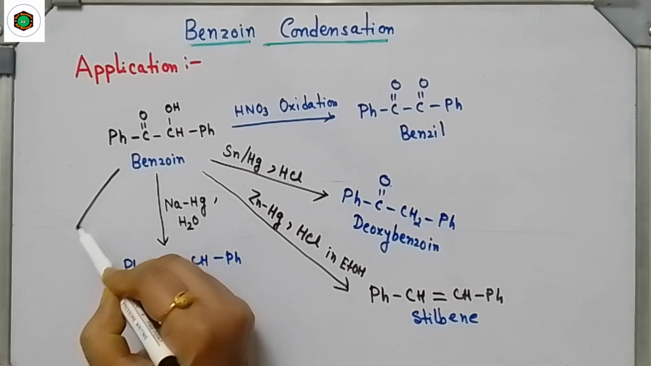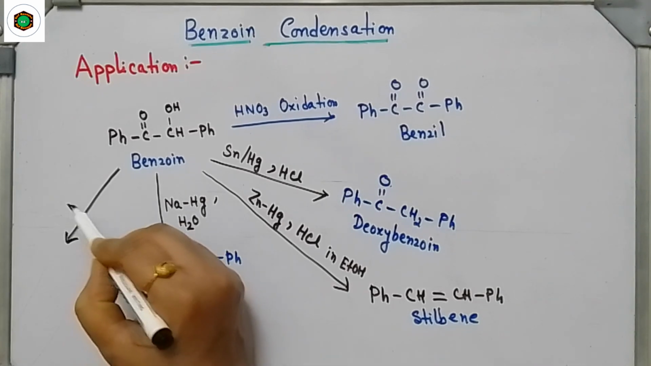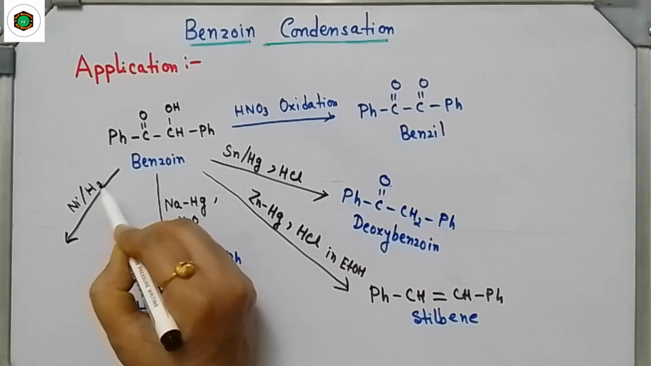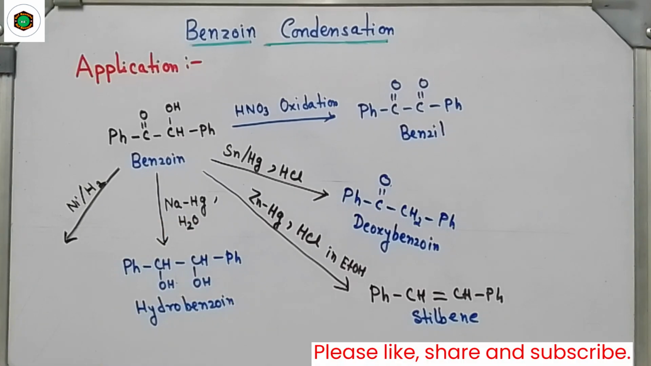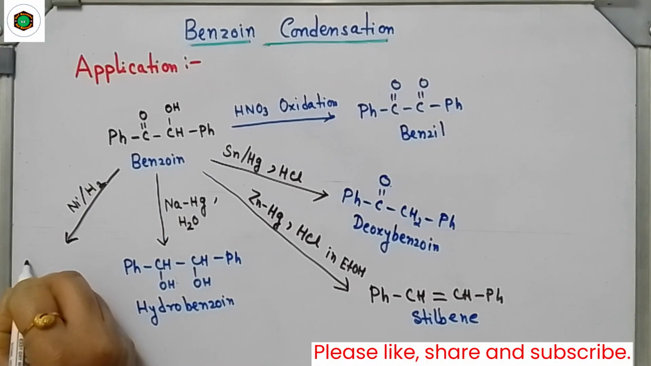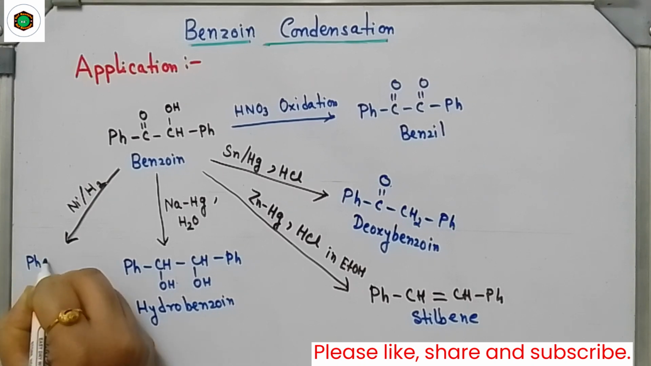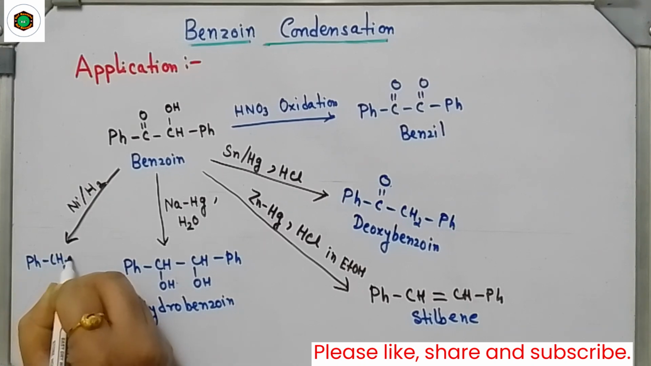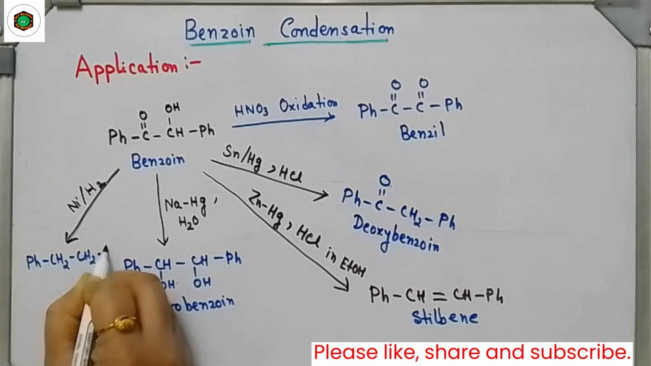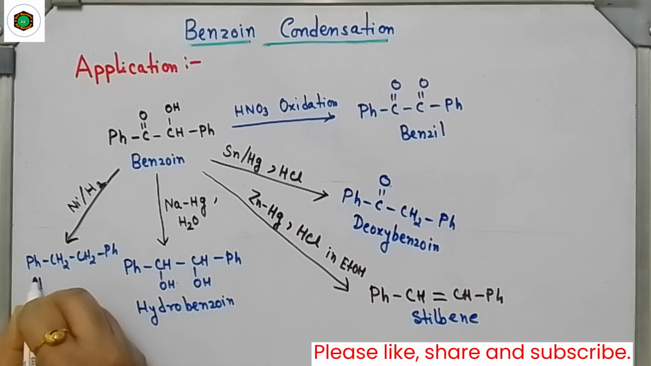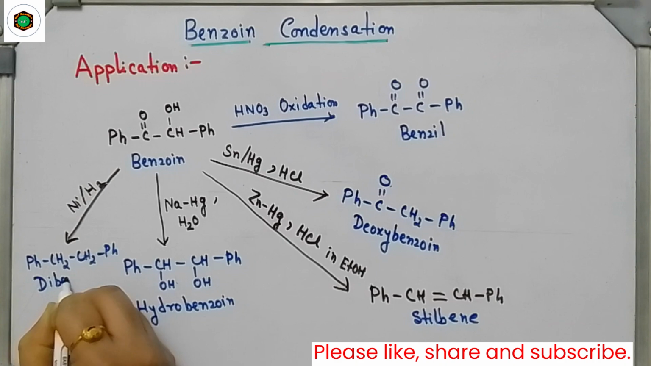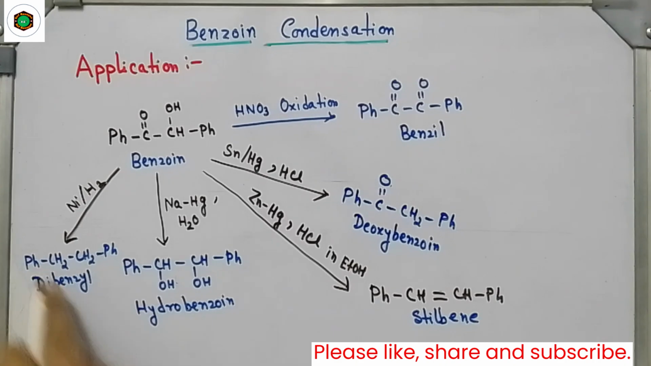If you reduce benzoin with nickel hydrogen, then you will get Ph CH2 CH2 Ph. It is dibenzyl. These all are reduction, this is oxidation.